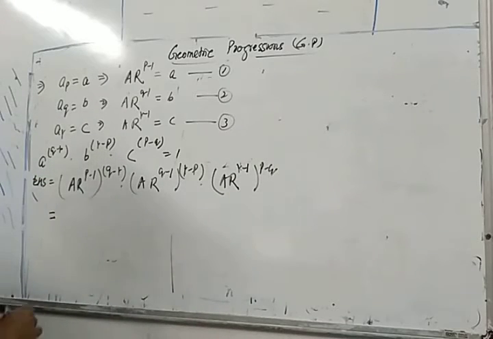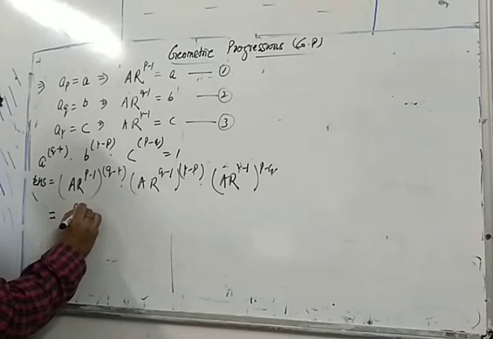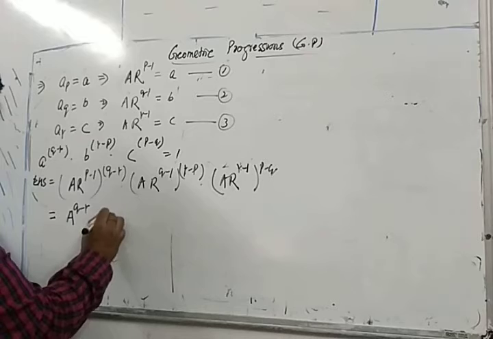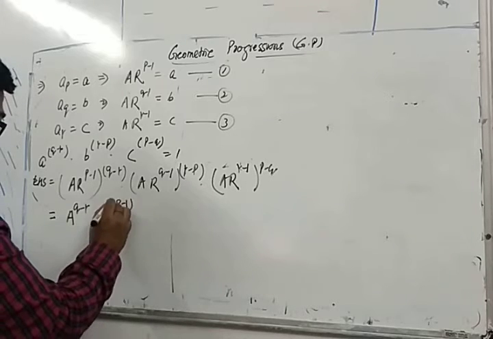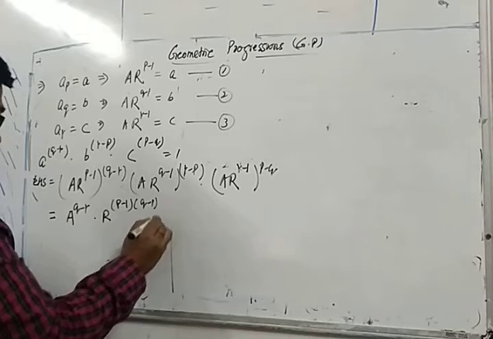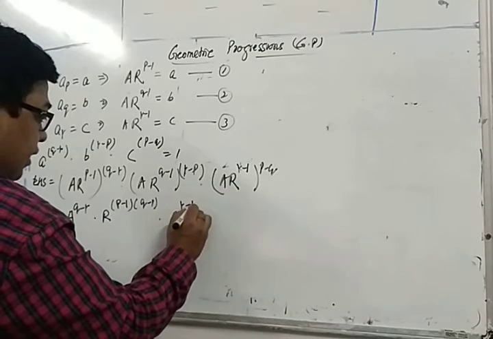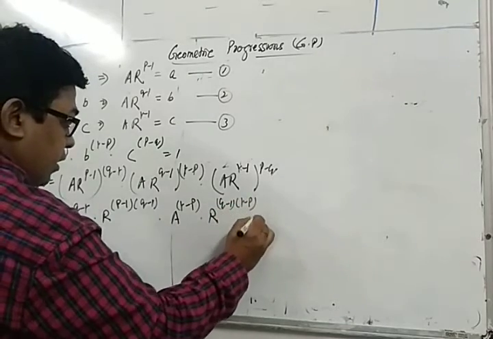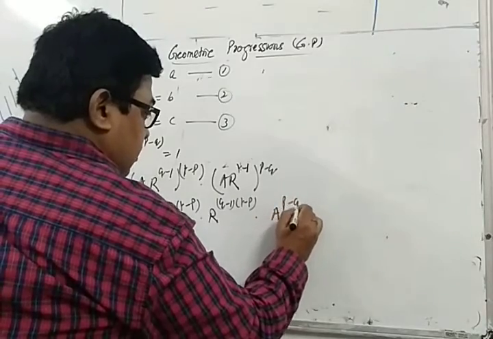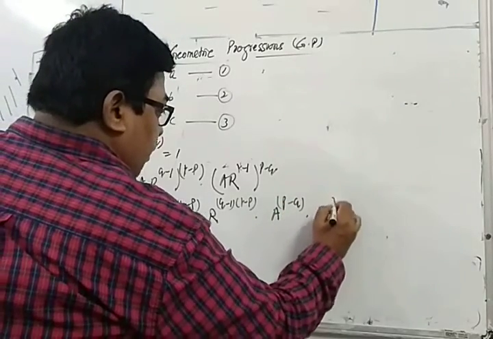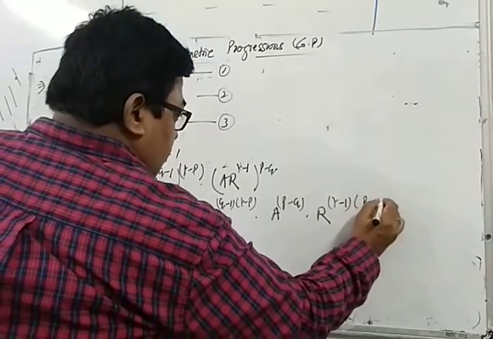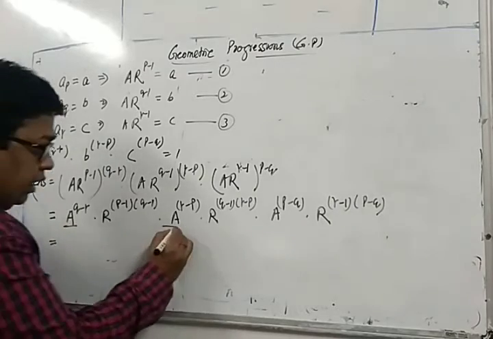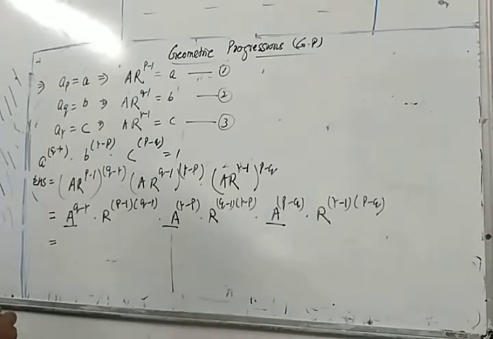Further calculation. A to the power (q-r): this power will separate to both a and r, so we get a to the power (q-r) and r to the power (p-1)(q-r); a to the power (r-p) and r to the power (q-1)(r-p); a to the power (p-q) and r to the power (r-1)(p-q). Further on, we will take a, these three separate here.